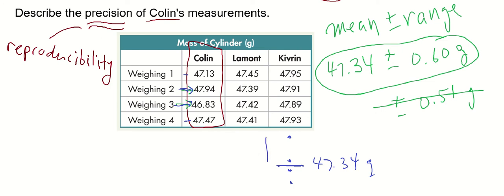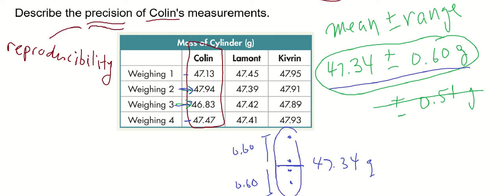And so if we go up 0.6, and we go down 0.6, what we're saying with that expression right here includes all of Colin's measurements. What we're also saying is that if Colin were to make a 5th measurement, a 5th weighing, then the chances are very likely that he's going to get within this range.